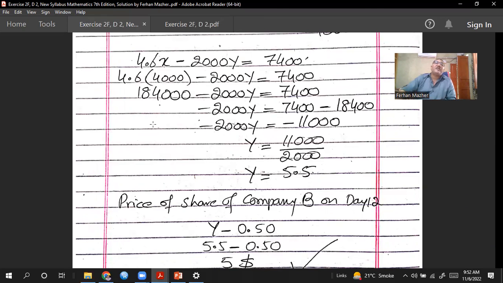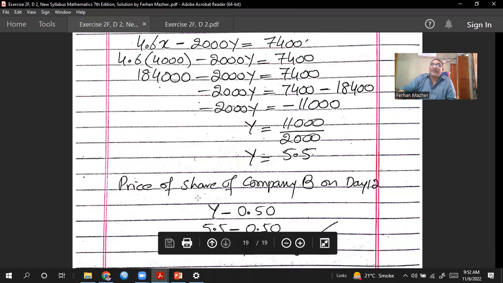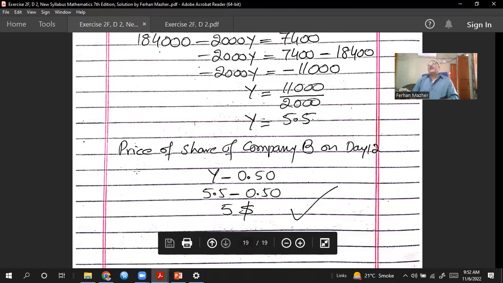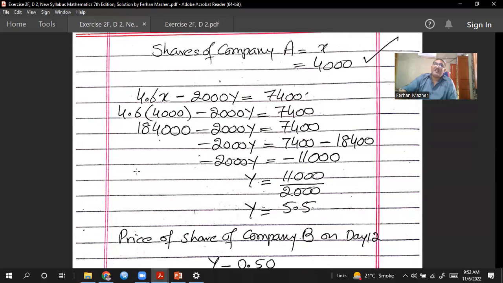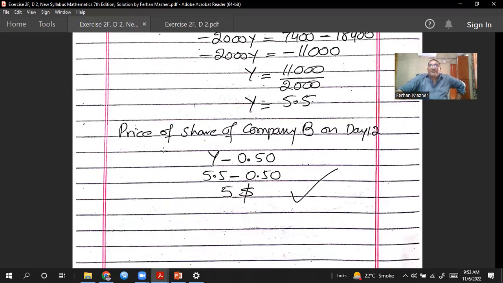That will be 5.5. So the price of the share of company B on day 12, that's their question, was y minus 0.50. So it will be 5.5 minus 0.50, and that will be $5. When I was writing, I by mistake put an extra zero here. This extra zero is not here. So it is 18,400. Please correct this. Okay, so the share of company B is $5.